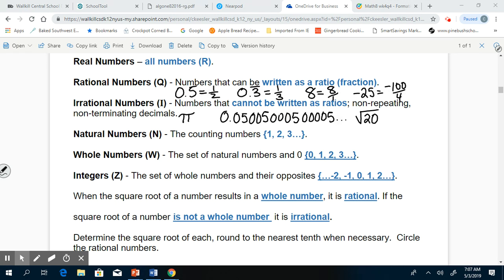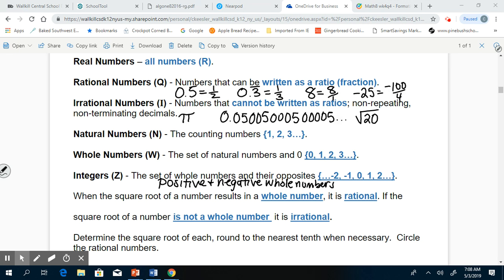Whole numbers, which I just mentioned, that's W, are the set of natural numbers and 0. I like to say it's the set that starts with a whole, so 0 has a hole in it. It's all the whole numbers from 0 and up. Integers we use Z for, and those are the set of whole numbers and their opposites. So all your positive and negative whole numbers. So those are all the types of sets that we have to learn about and be able to discuss.